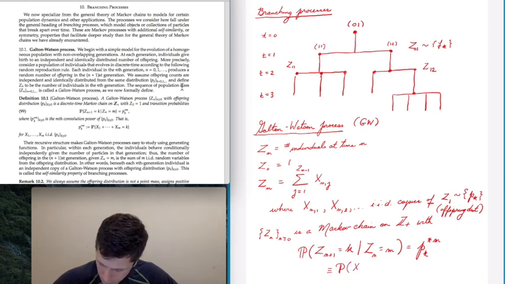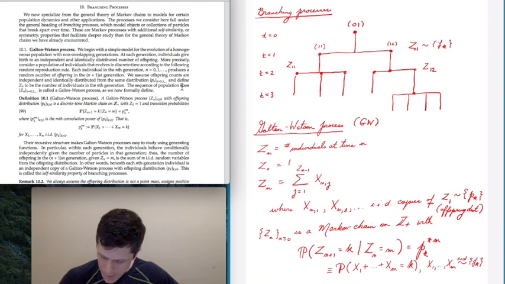I'm writing this as the probability that x1 plus ... plus xm equals k, for x1 through xm iid from the offspring distribution.